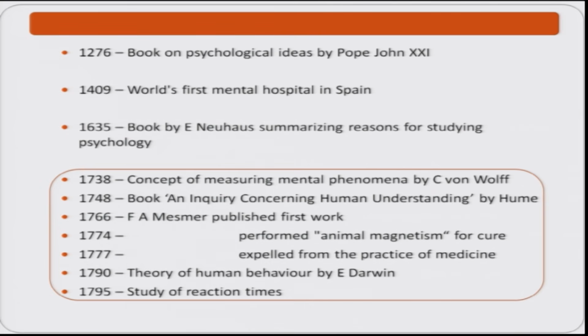1879, and before that if you start tracing back, did somebody do something in psychology? You find that in 1276 Pope John 21 came forward with a book which had psychological ideas. In 1409, the people in Spain realized that there was a need to establish a mental hospital. And then long back, in 1635, a book came which summarized the reasons for studying psychology. Remember, our first lecture was on why psychology, and a similar thing was taken up in 1635.